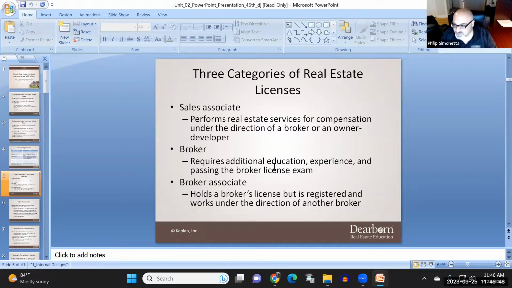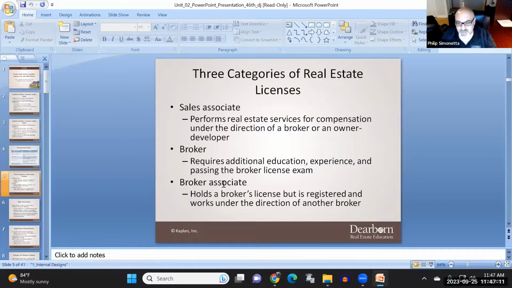The broker associate holds a broker's license, but is registered as and works under the direction of another broker. So basically, a sales associate and a broker associate are the same, except this person holds a broker's license, but still works as a sales associate. You can't work as a broker associate and a broker at the same time. You got to be either this or this.